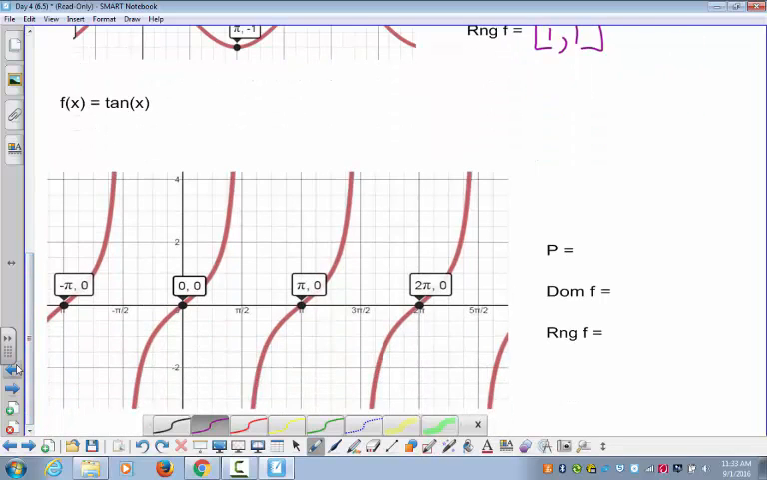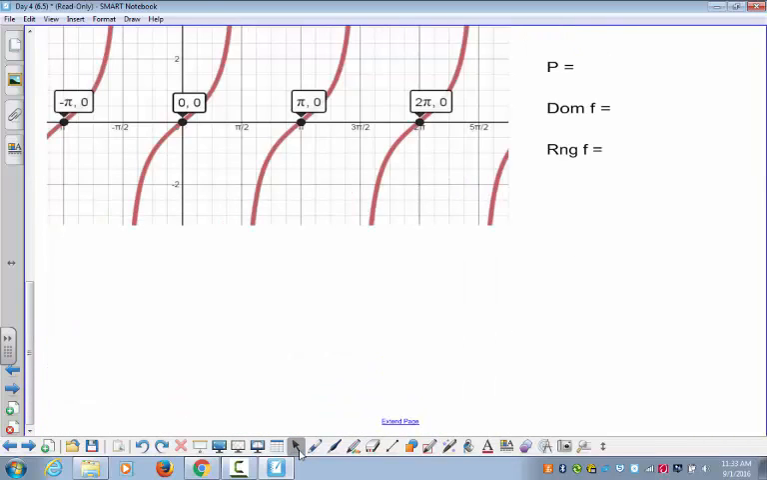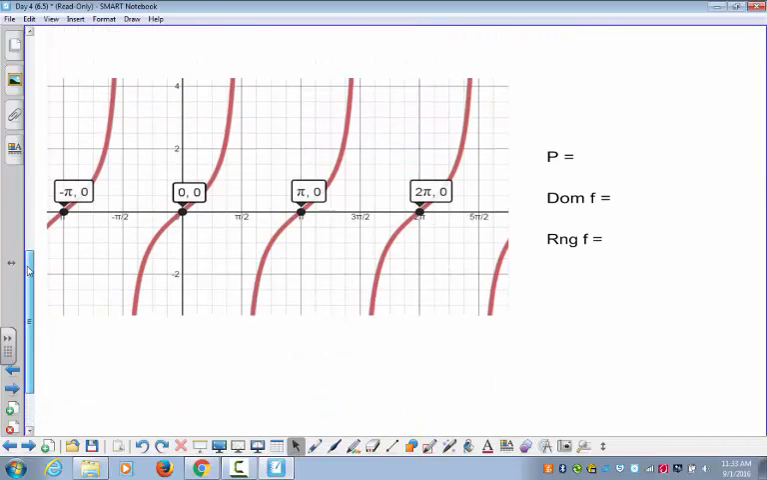Tangent function. Here, the tangent function.